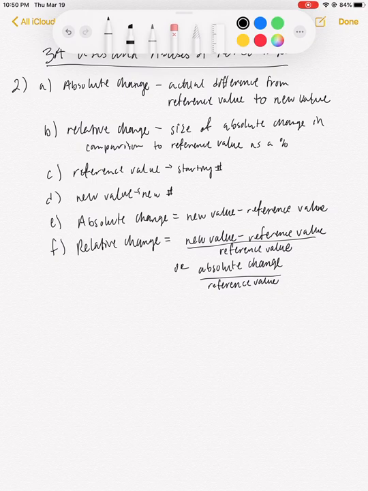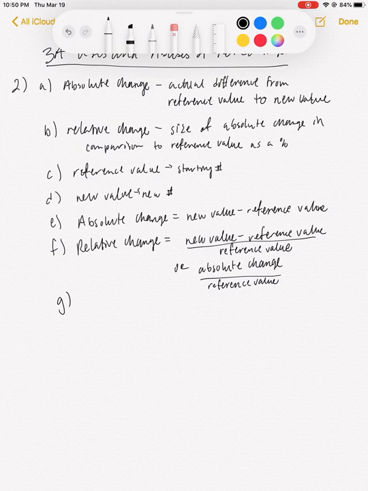So now let's go ahead and look at an example. It's part G. The estimate for the population of the United States was 282.2 million in 2000. The estimate of the population is 327.2 million in 2018. So what are the absolute changes and the relative changes in population?